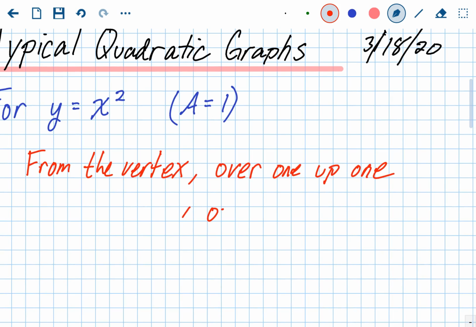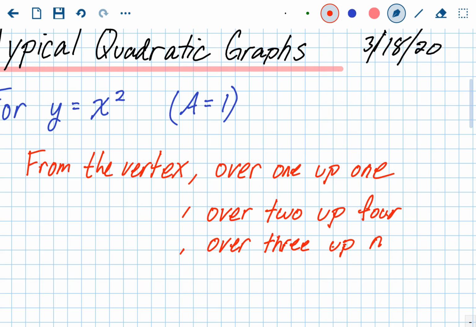If you go over 2 spots from the vertex, there's going to be a point that's 4 units up. Okay. Because if you move over 2, 2 squared is 4. And then finally, if you go 3 spots from the vertex, there's going to be a point that's 9 places above that. Over 3 up 9, because 3 squared is 9.